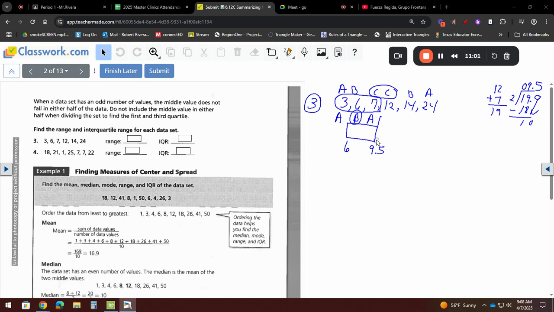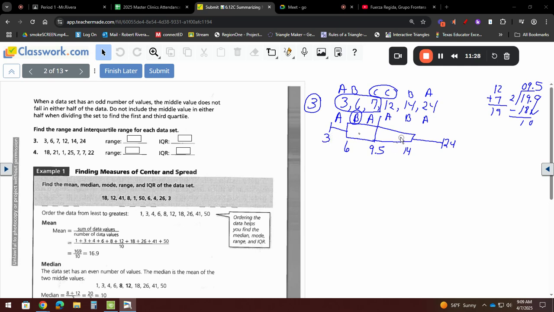So really, the box would be 6. Now let me do the upper half. 12 is part of the upper half now. A, B. What's the number? 14. Whiskers now. What's the whisker here? 24. What's the whisker over here? 3.